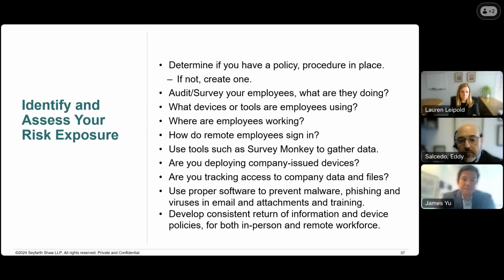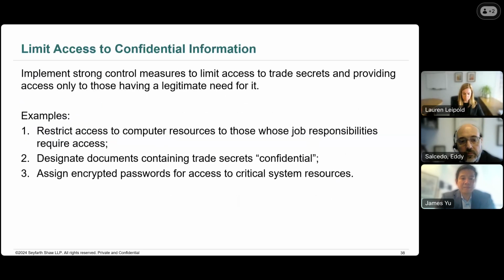And then, of course, you want to have procedures in place to make sure that leavers return company property and company devices. And I'll talk more about that later in terms of exiting employees. So all of these data points will help the company prepare a robust protection plan that addresses all these risk factors. The next slide, please.